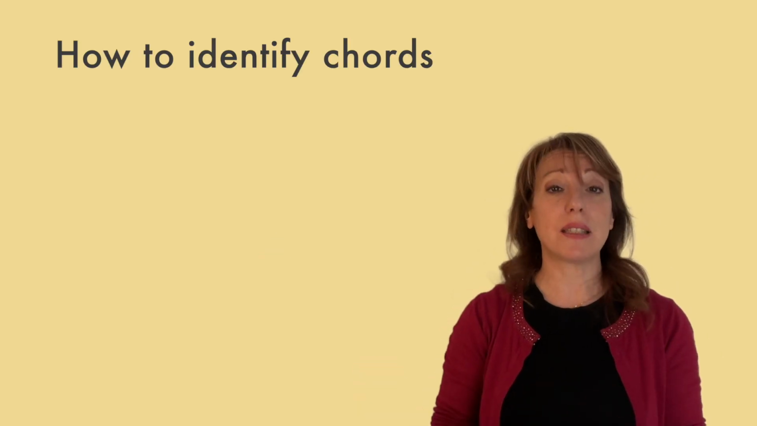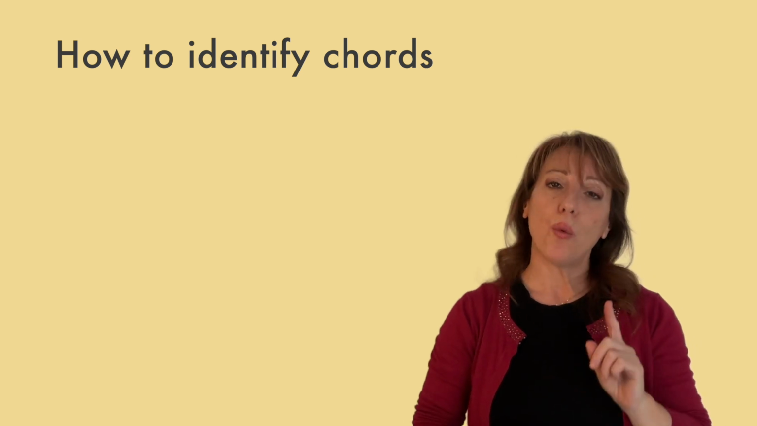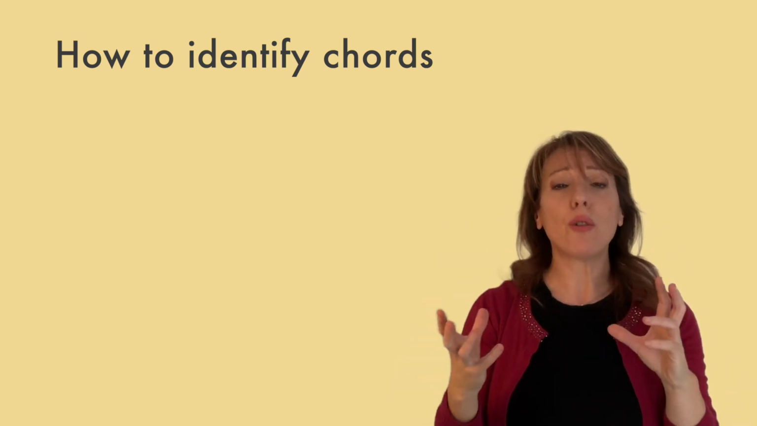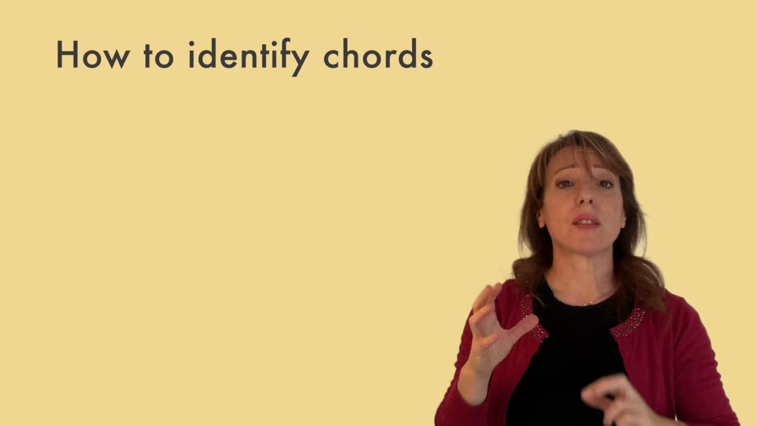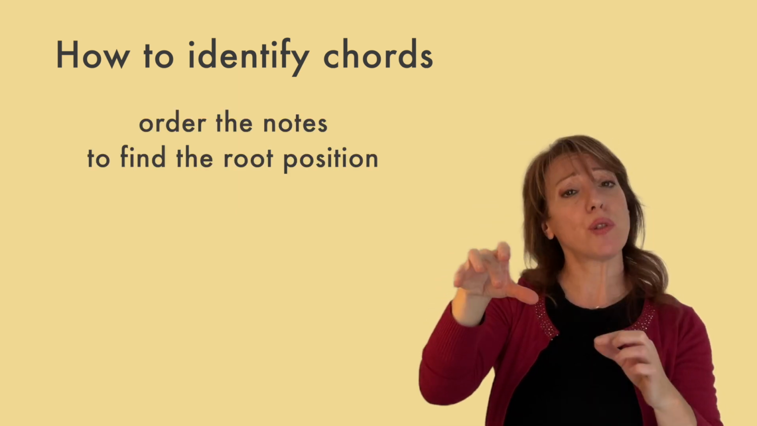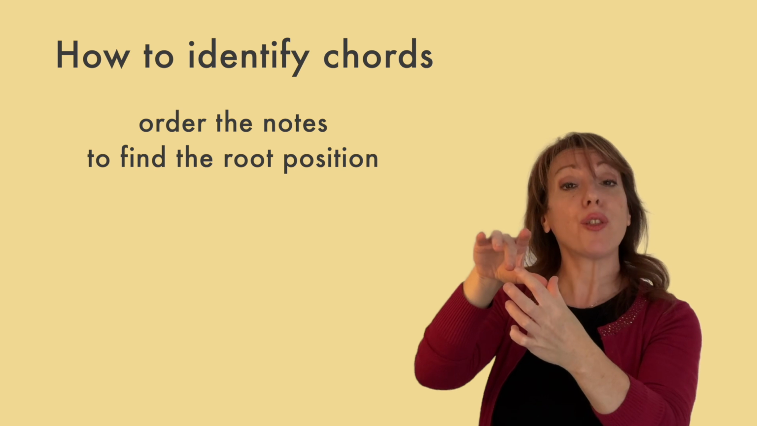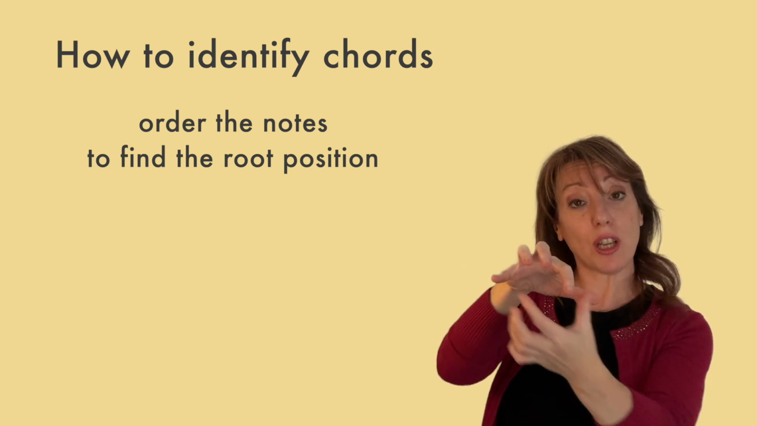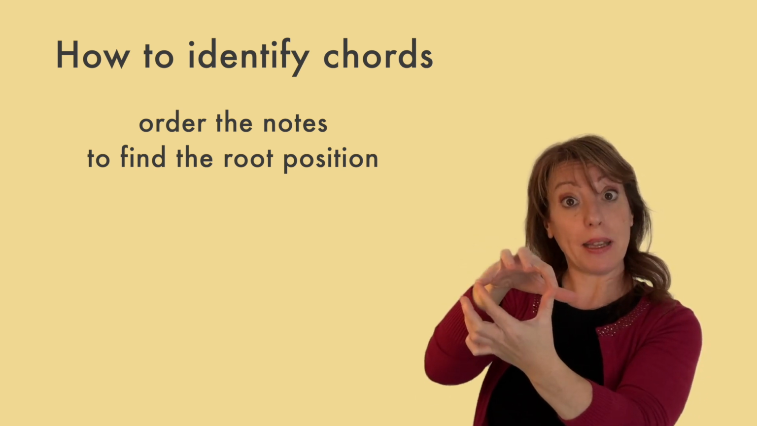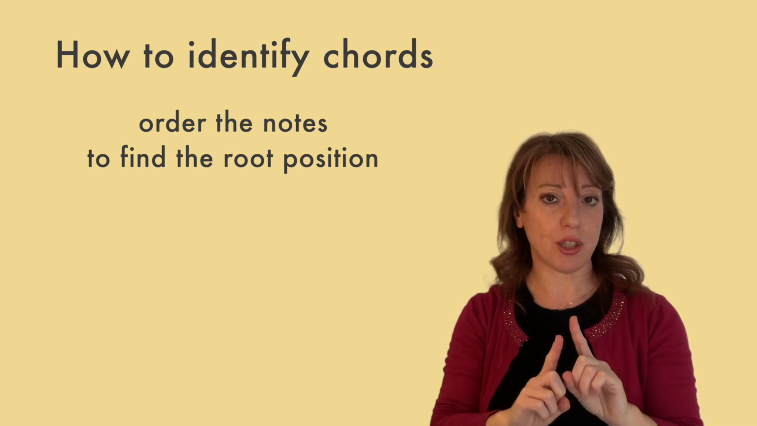So how can we identify a chord when we see it? Well, first we need to reorder the notes so that we have this shape, the root position. We have one note and all the other notes a third apart. If we have a longer gap, this is not the root position. So for example, in this case, we have this chord. Clearly this is not a root position, so we need to reorder the notes. So let's have a look.